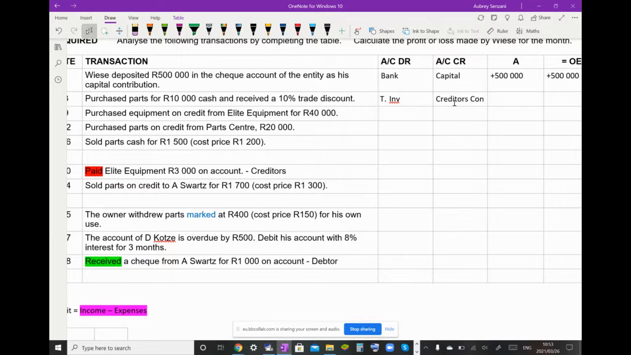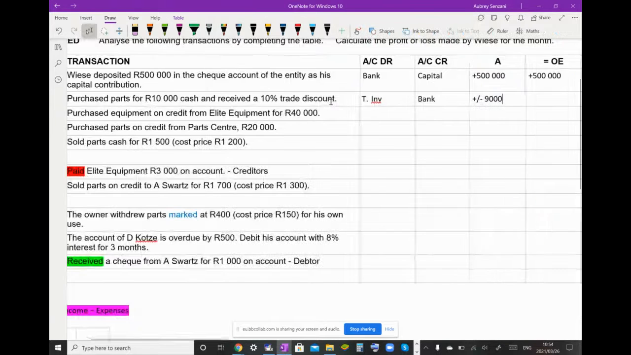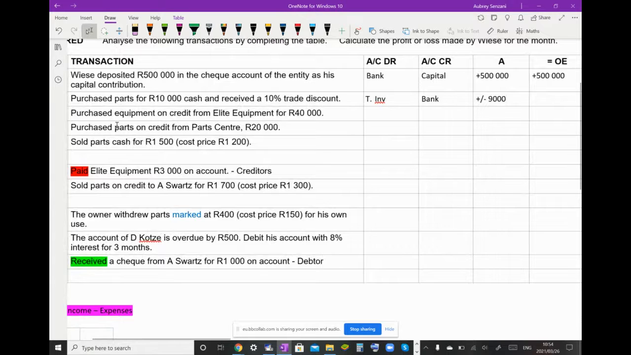Was it on cash? Oh, yes, it was cash. My bad. So which account is affected? Bank. 100%. Okay, so like I said before, here we could literally just say plus minus. And that was for 9,000, since it's only assets that are being affected.